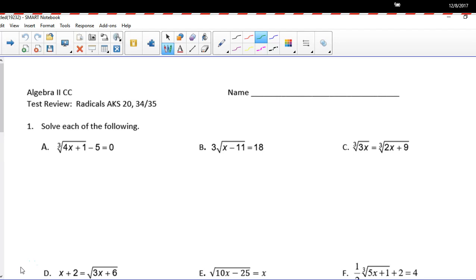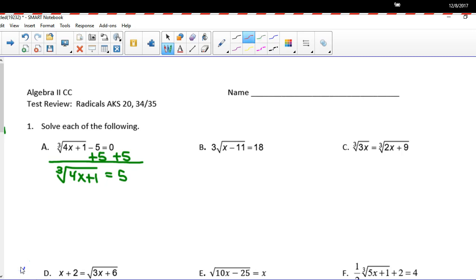Questions for our test review. So remember, the first thing we want to do when we are solving for the variable in radical equations is to isolate the radical. So we're going to add 5 to either side. So that gives us the third root of 4x plus 1 is equal to 5.